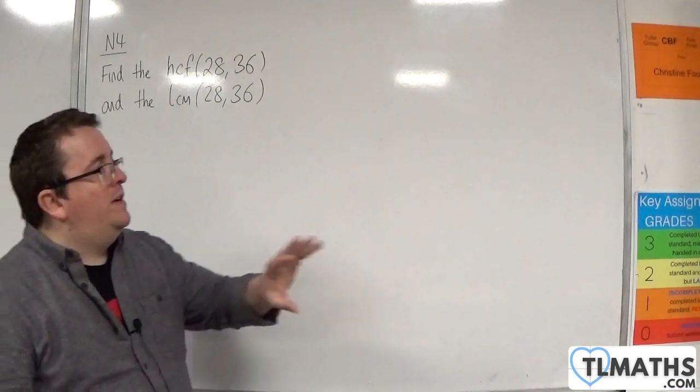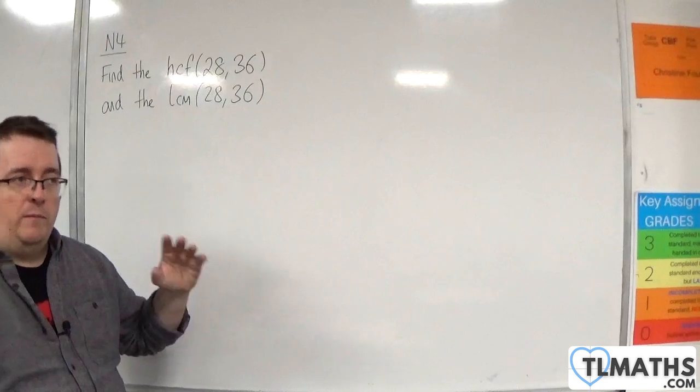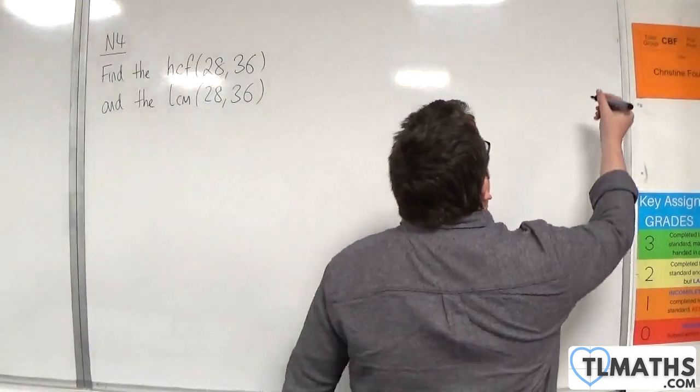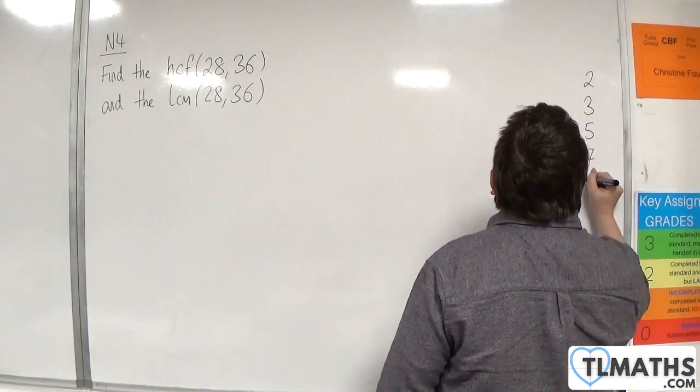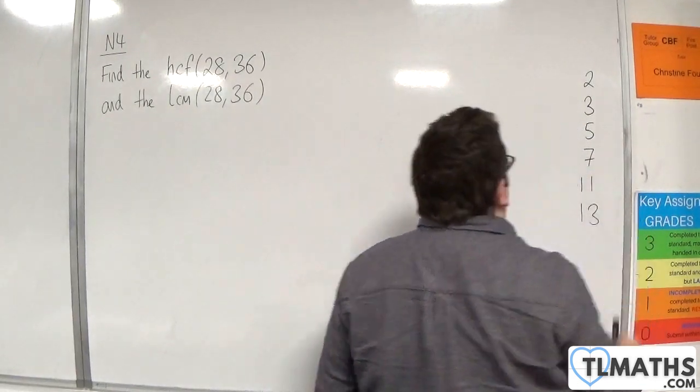So first of all, I need to write down the first few prime numbers, and I'm going to write down the first 6. So 2, 3, 5, 7, 11 and 13.